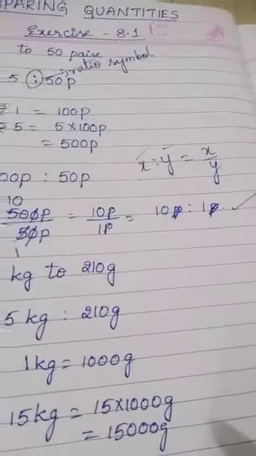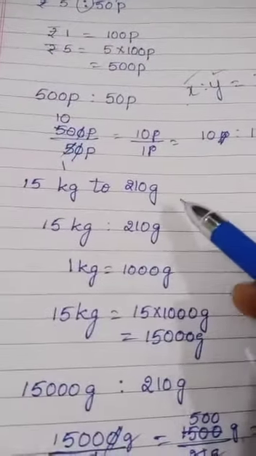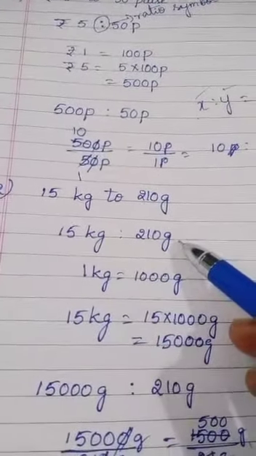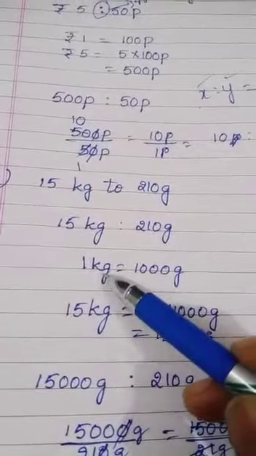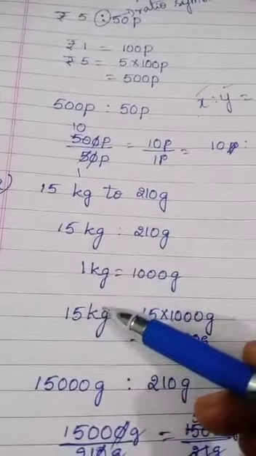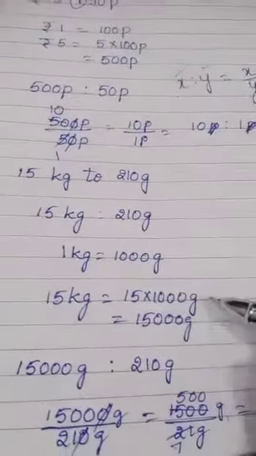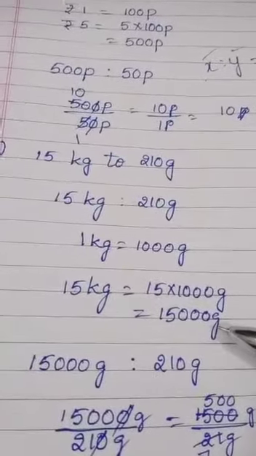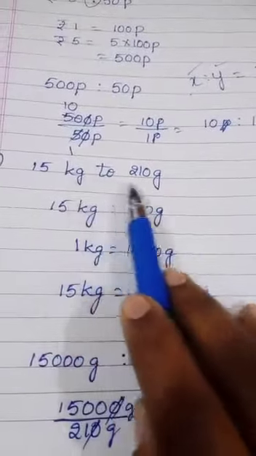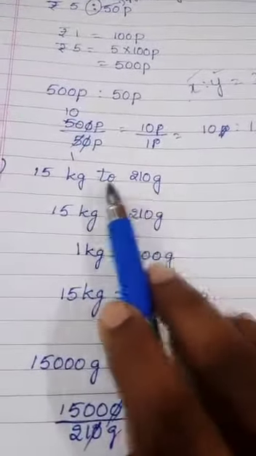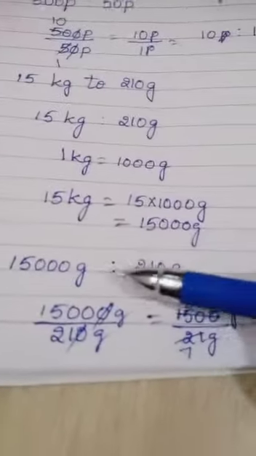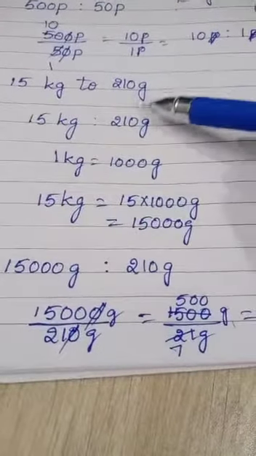Understand, children? Clear? See the next one, 15 kg to 210 grams. Here you can see two different units, one is kg and the other is grams. So here 1 kg is equal to 1000 grams. We know that. Correct? So 15 kilograms is equal to 15 into 1000 grams, that we will get 15,000 grams. Now whatever different quantities they have given, you have to change into the same unit, that is grams to grams or kg to kg. Now I changed it into 15,000 grams is to 210 grams.